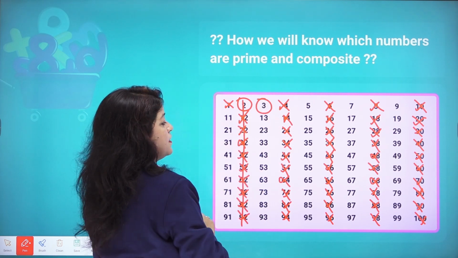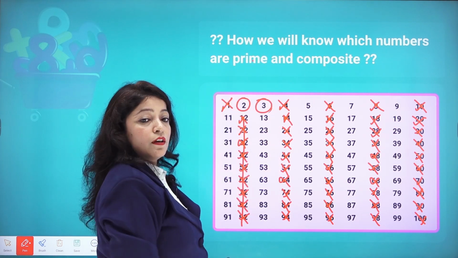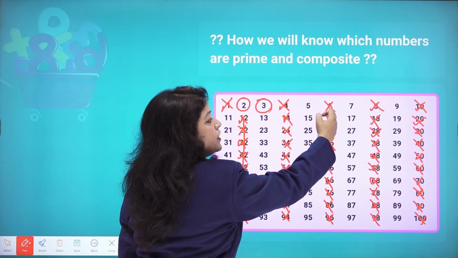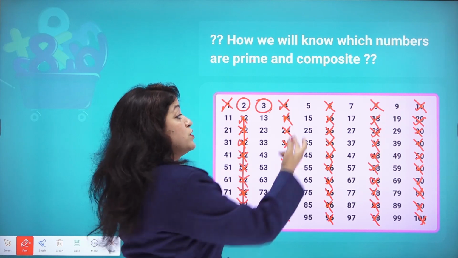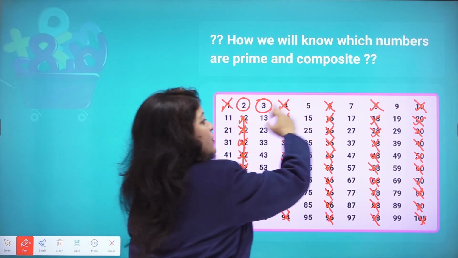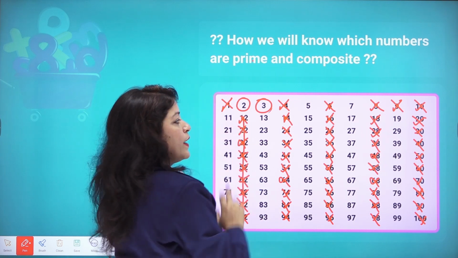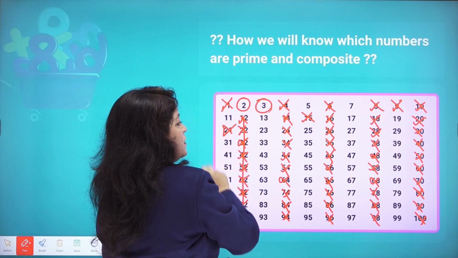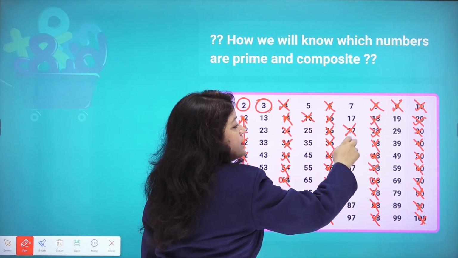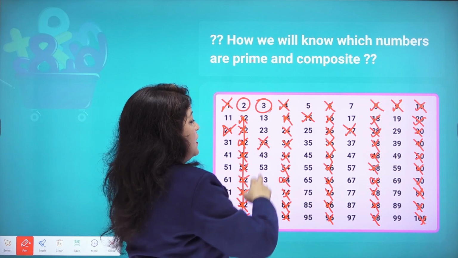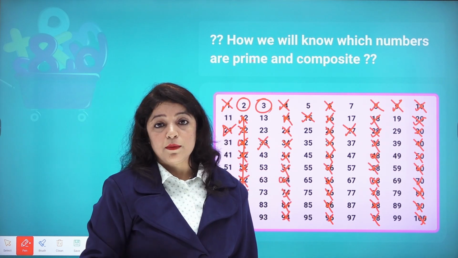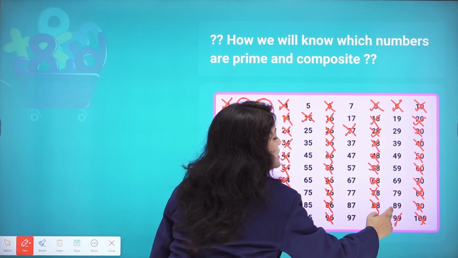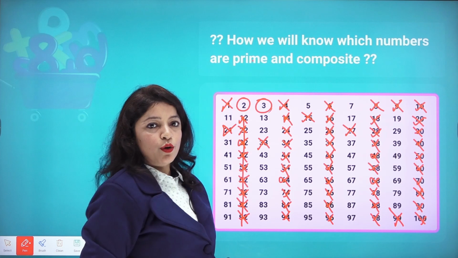Yes, so we will encircle 3 and cross all the multiples of 3. 3 1s are 3, 3 2s are 6. 6 is already cancelled because it was a multiple of 2 also. Then 3 3s are 9, 3 4s are 12, 3 5s are 15, 3 6s are 18, 3 7s are 21, then 24, 27, 30, 33, and here we'll cross all the multiples of 3. The last multiple of 3 will be 99. You will try the others on your own.